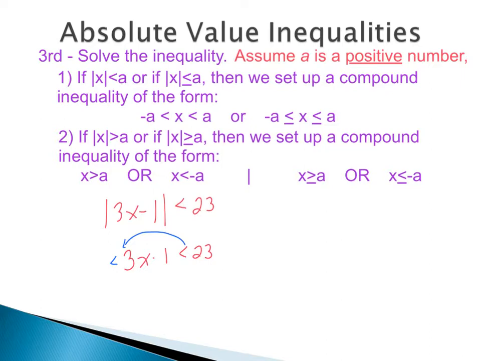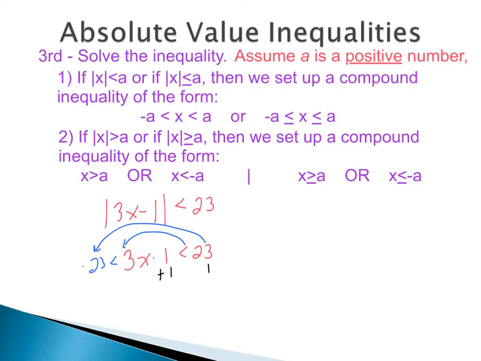And then that 23 is going to come over as a negative 23. So we're keeping the same number but changing the sign, and then the inequality symbol is staying a less than. At this point, then, we can solve for x. So in order to solve for x, I need to get x by itself by moving the 1 over. So when I move the 1 over, I would be adding 1.